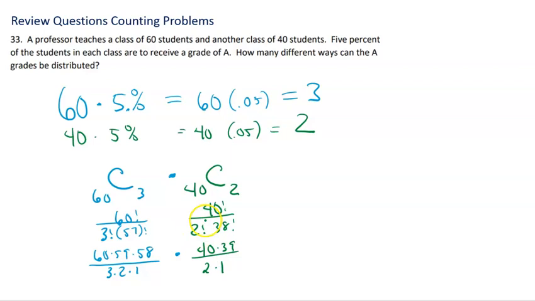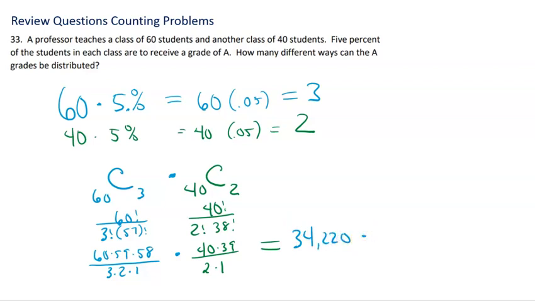And then I just plug all this in my calculator, although I will calculate 60 times 59 times 58 divided by 3 times 2 times 1 for you first. So again, 60 times 59 times 58, all that divided by 3 times 2 times 1, which is 6. I get 34,220. That's big.